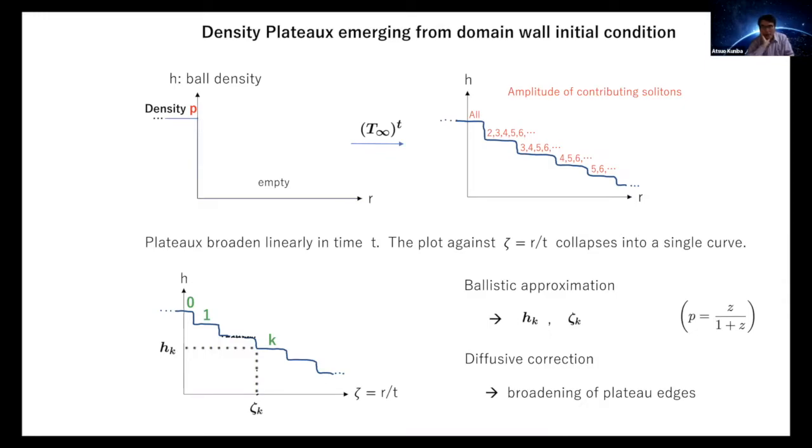The first, I make the ballistic approximation, and that will determine the height h_k and position zeta_k. By the way, as I mentioned, this density p and fugacity z are related by this formula. That gives us the position and height of the plateau. But actually, this plateau has diffusive broadening, and that will be described by taking the diffusion effect into account.